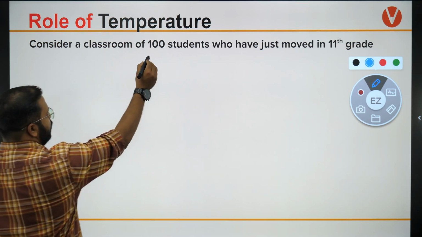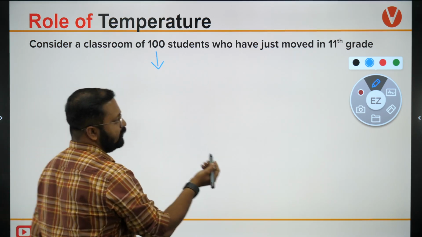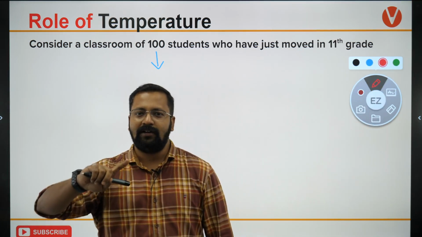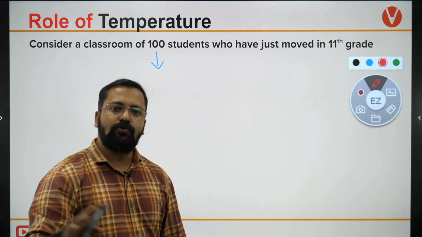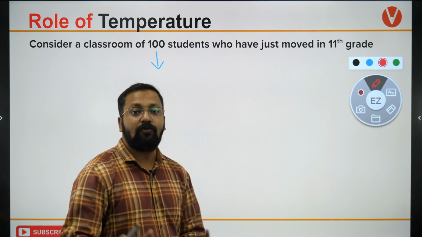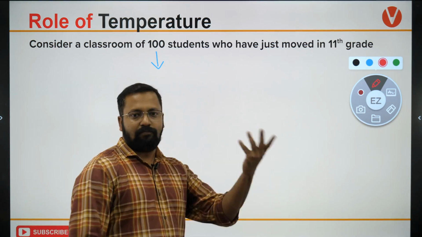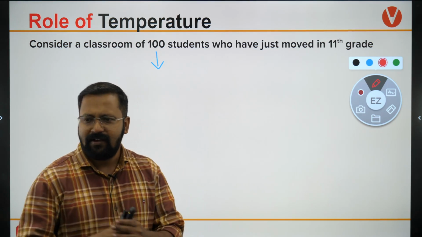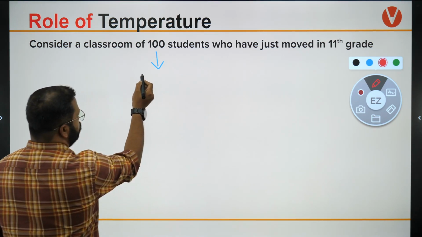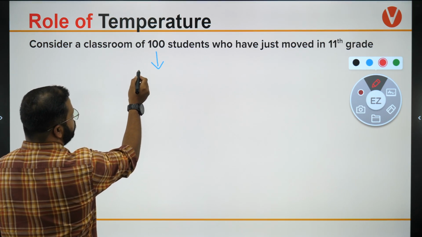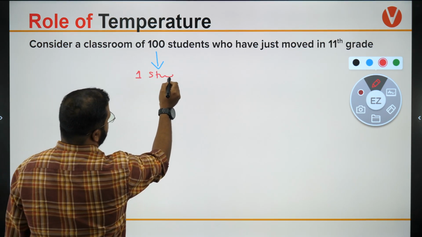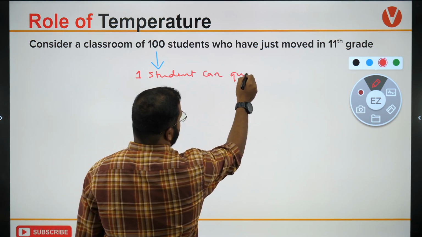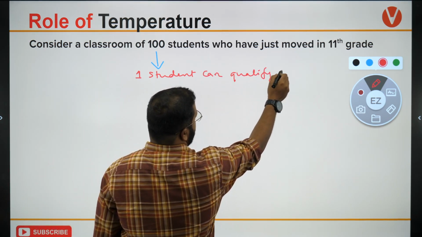So ये जो हमारे 100 students हैं, out of these 100 students, can I say that class में एक बच्चा तो होगा who is like marvelous, who is like a prodigy, and probably he can qualify JEE maybe on that very day? Okay, हो सकता है. Very few. Can I say so? One student can qualify JEE.